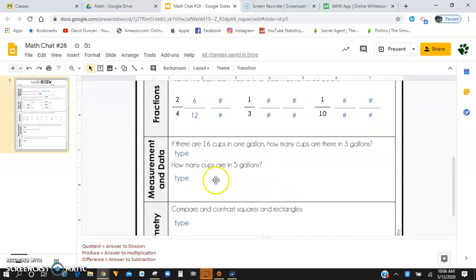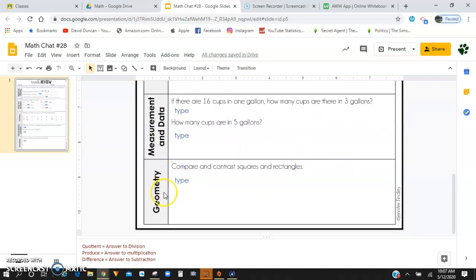All right, down below, we have measurement and data. If there are 16 cups in 1 gallon, how many cups are there in 3 gallons? This is going to go back to Math Chat 27. I gave you guys that information on King Gallon. I'm going to have you guys go back and look at that, so that should be a review for you.